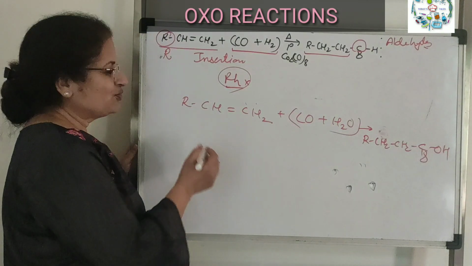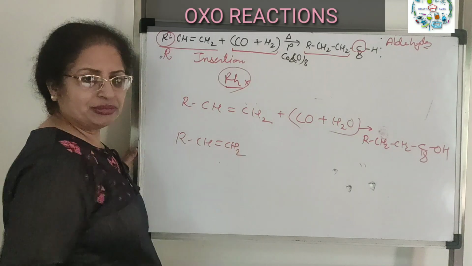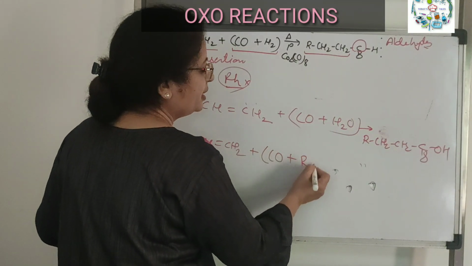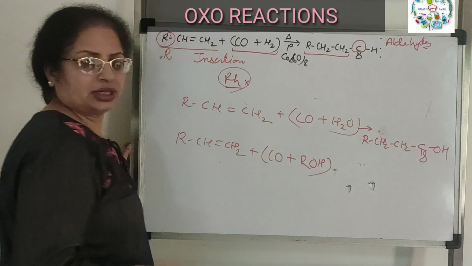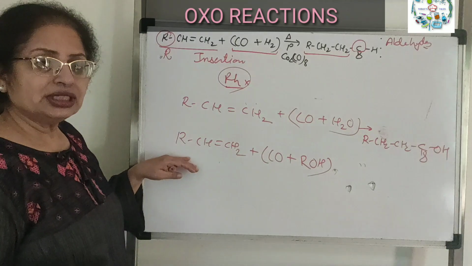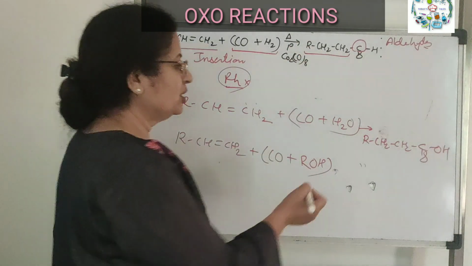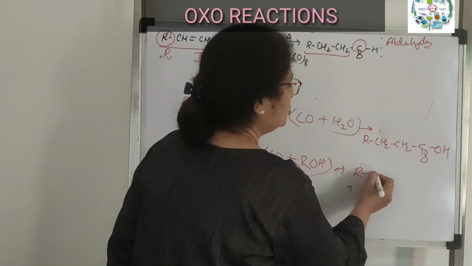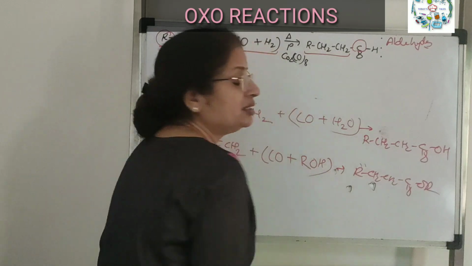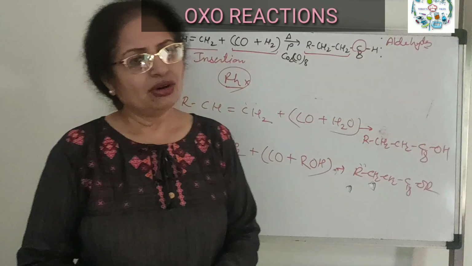And one more transformation of this reaction is RCH double bond CH2, terminal alkene, plus we react carbon monoxide and ROH, alcohol. So alcohol plus carbon monoxide on reaction with the terminal alkene in the presence of high temperature, pressure and catalyst, we get RCH2CH2COOR, means esters. So this is the method of preparation of ester also.